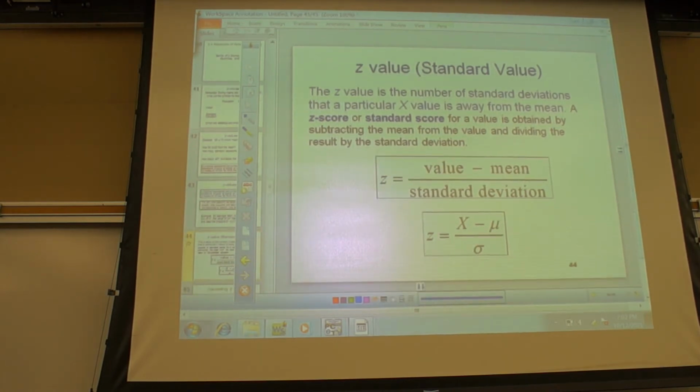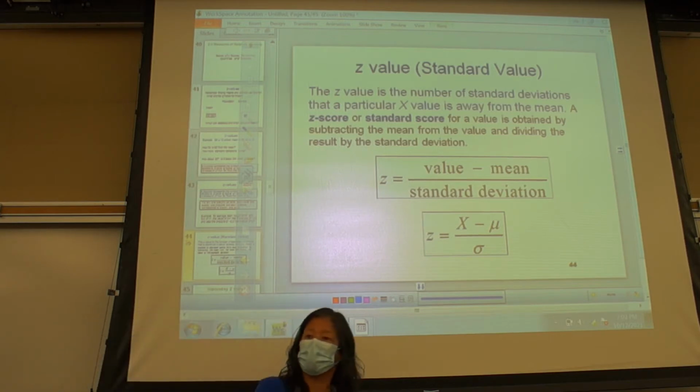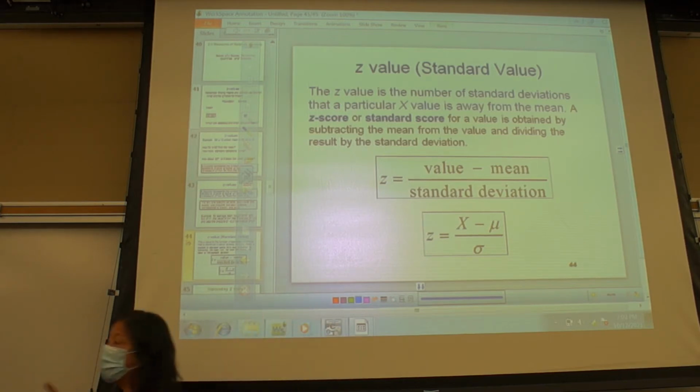How do we find it? Well, what did we do? We took the value, we subtracted the mean. How far is 55 away from the mean? We subtract the mean. That way, if it's above the mean, it's positive. If it's below the mean, it'll be negative. Then, we divide by standard deviation to get it in terms of standard deviation. Symbolically, you write it as z equals x minus mu over sigma.